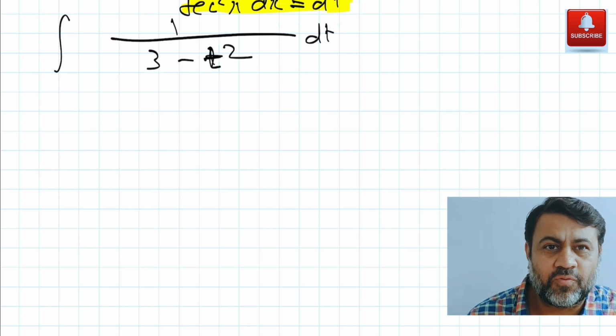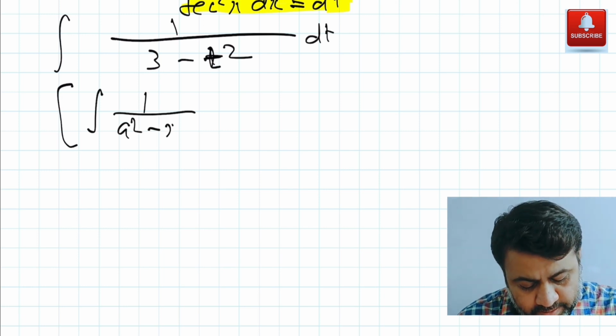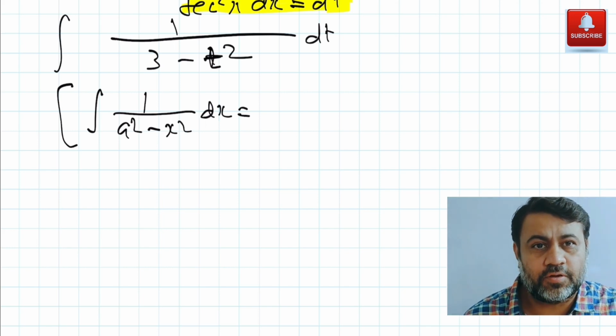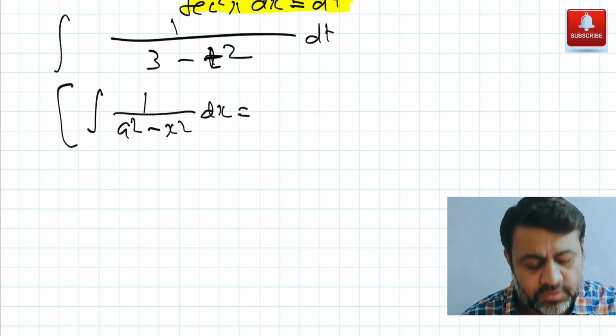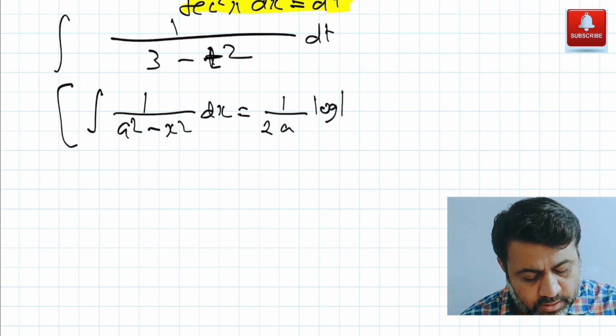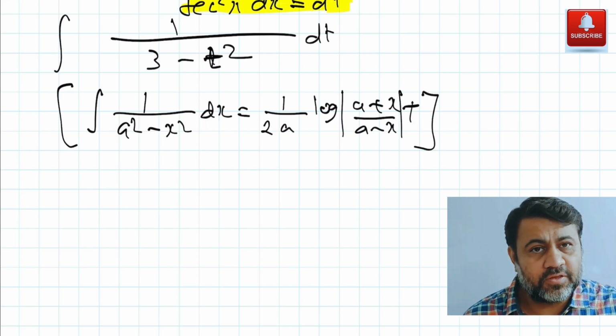So do you remember what is integration of 1 by a square minus x square? Try to recall. Okay, I just write here 1 by a square minus x square dx. This is the formula we are going to apply. You can hit that pause button, think, can you remember this formula? You can write down the page. So just apply this formula. We get 1 by 2a log mod a plus x upon a minus x plus c. I just apply this formula here.